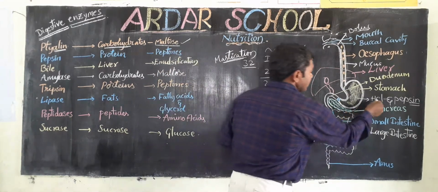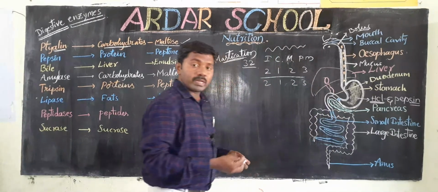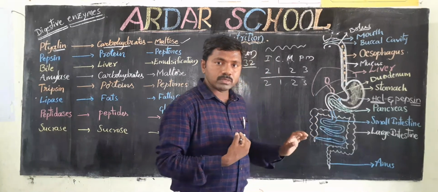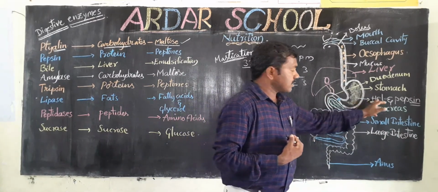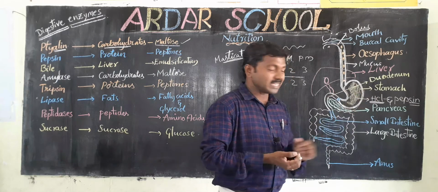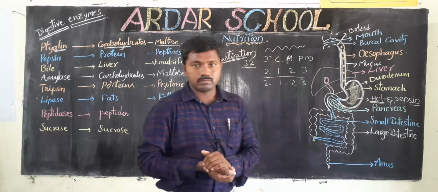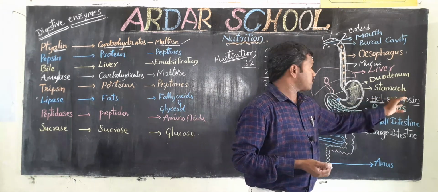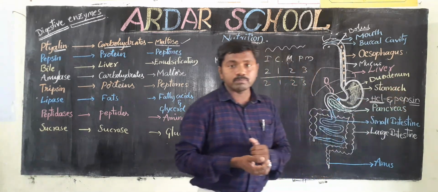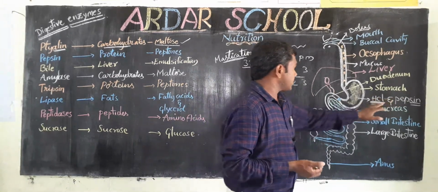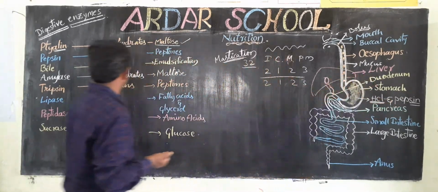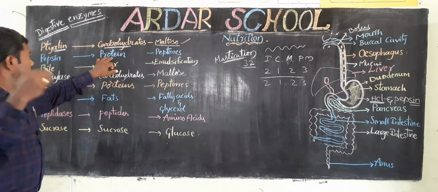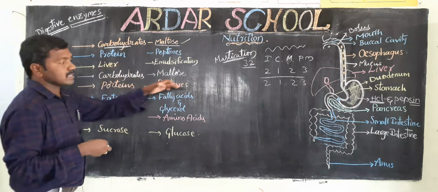What is the main function of the HCl? When we are taking food, if that food has any microorganisms or bacteria, HCl kills those germs. That is the main function of HCl. Next, children, pepsin is there. What is the main function of pepsin? Pepsin reacts on proteins. The food we take has proteins that can be digested in the stomach.